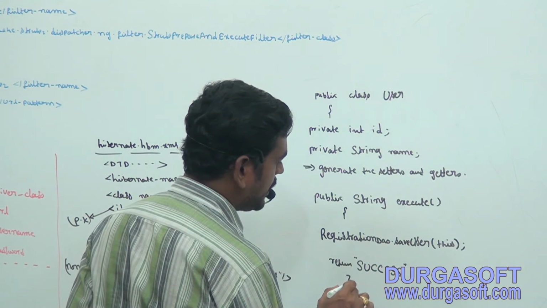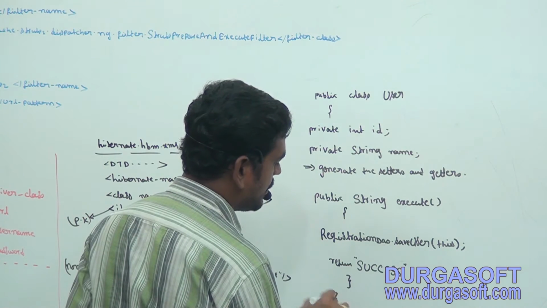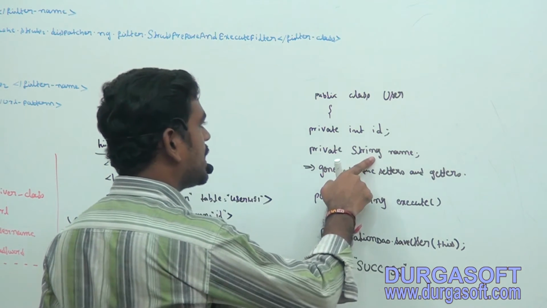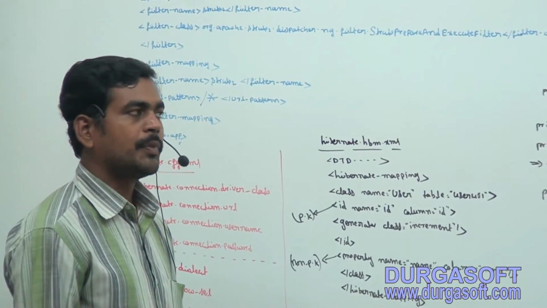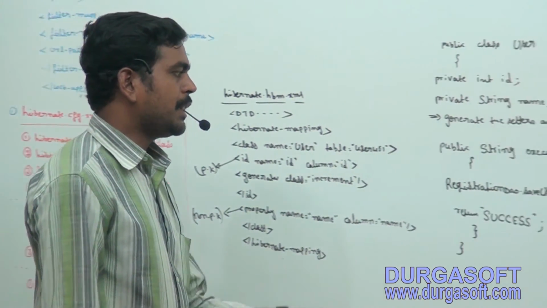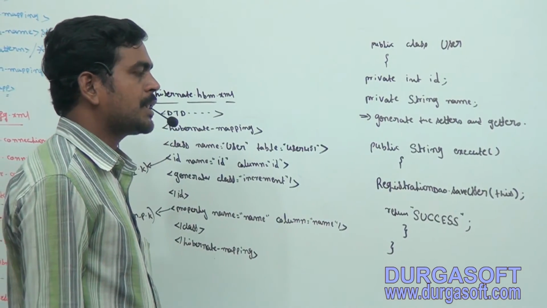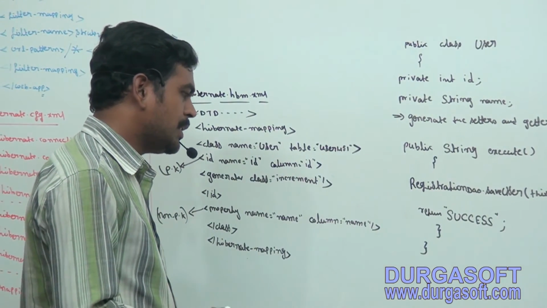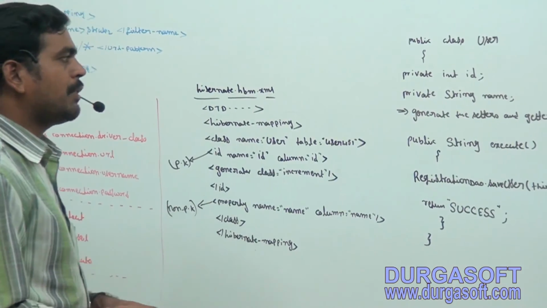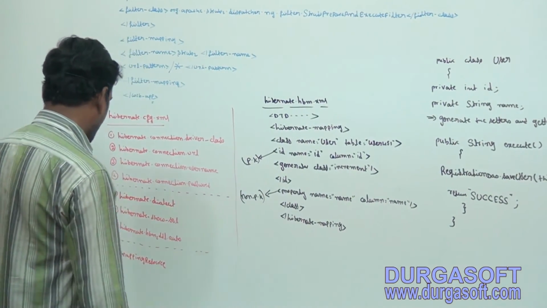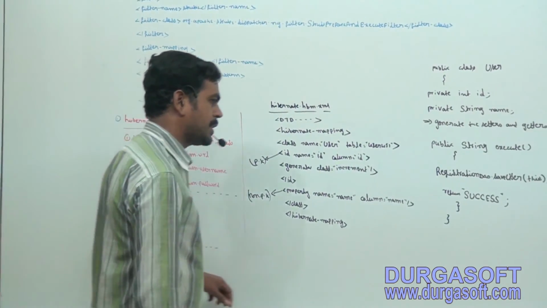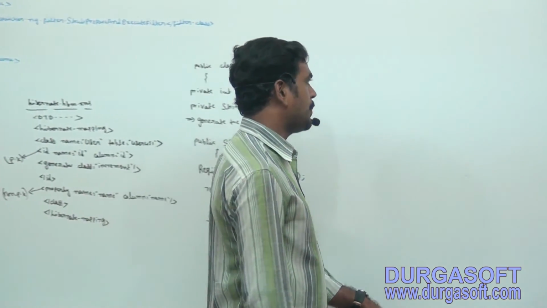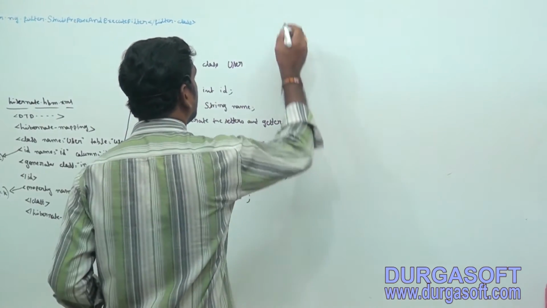Then close the method, close the class. This is the POJO class, this is the action class. Then next after that, do we need to develop the DAO class or not? Yes, we must develop the DAO class. How to develop the DAO class here? Now try to understand how to develop the DAO class. Now I am going to develop the DAO class.